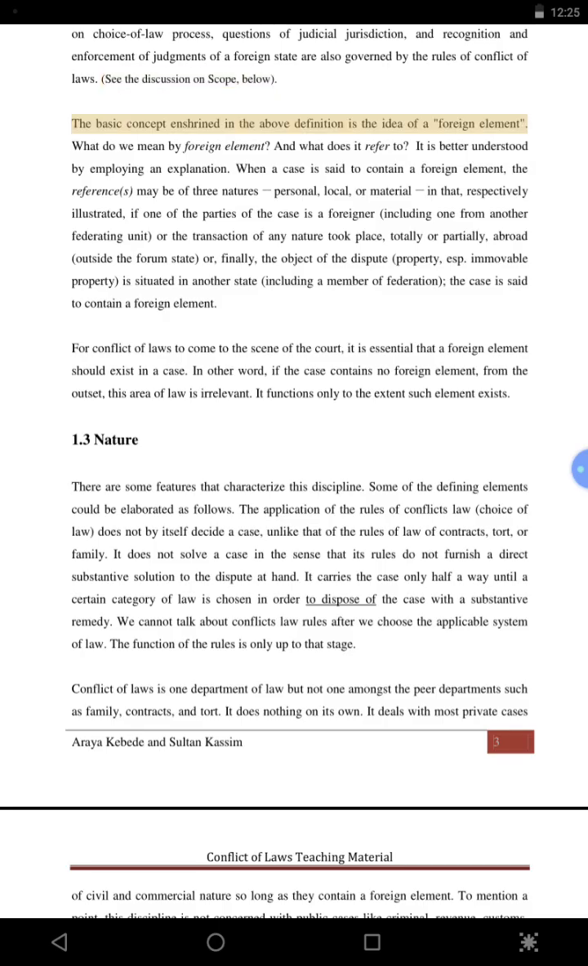The basic concept enshrined in the above definition is the idea of a foreign element. What do we mean by foreign element? And what does it refer to? It is better understood by employing an explanation.